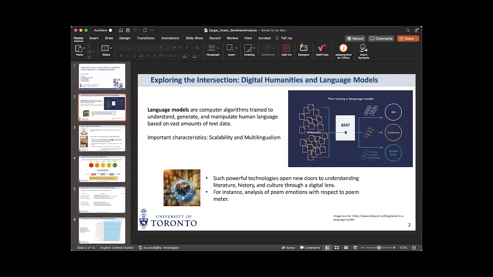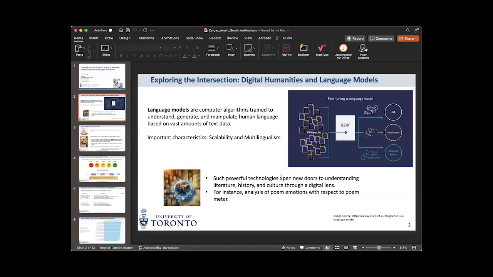These language models have two characteristics which are very important. First of all, they are scalable. What it means is that we can analyze millions, thousands of lines of text within a very short period of time, and then try to understand what those texts are talking about, or what are the emotions behind those texts. And also they are multilingual. Recently they have been developed based on different languages, which really helps us to translate different languages or use them to understand the meaning behind sentences in different languages.